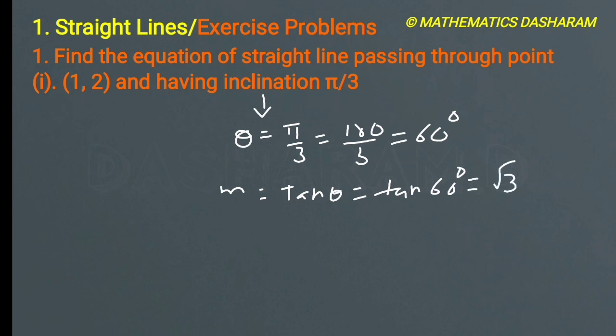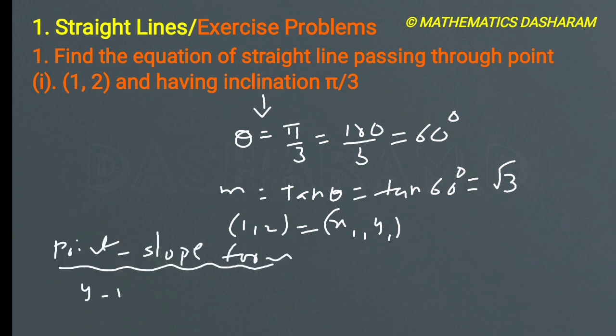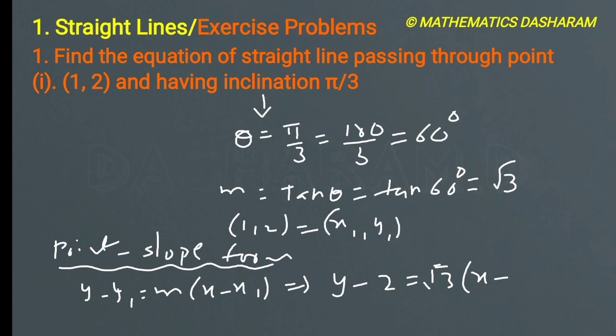The given point is (1, 2), so x1, y1 is (1, 2). One point and one slope are given. So the suitable formula to find the equation of the straight line is the point slope form, which is y minus y1 equals m into x minus x1. Let's substitute the values: y minus y1 value, that is 2, m value root 3, x minus x1 value 1.